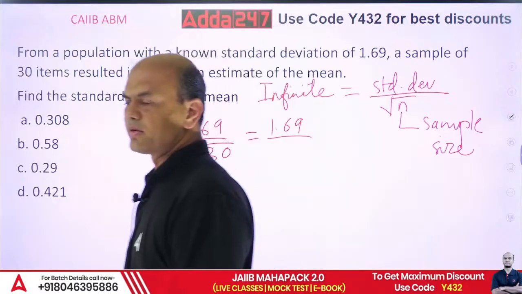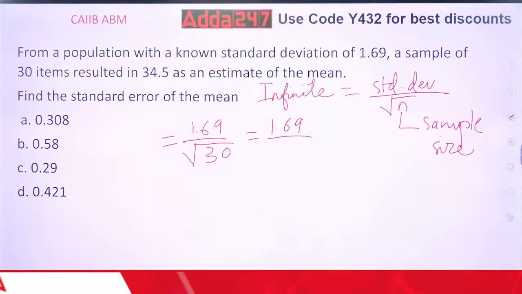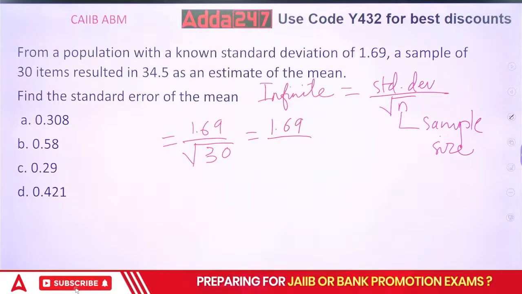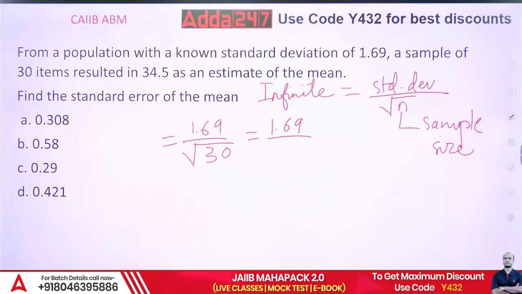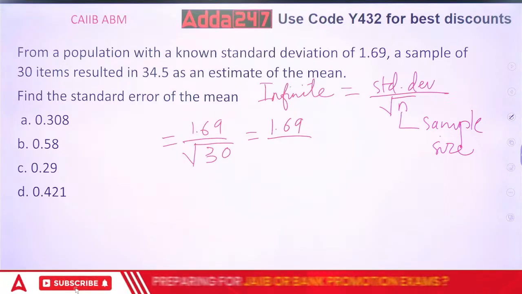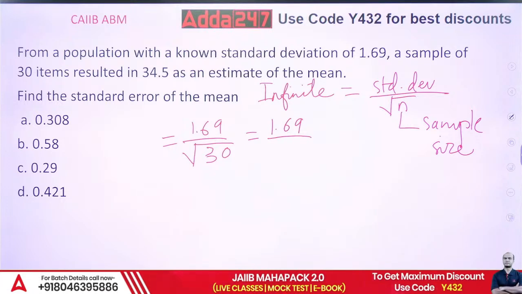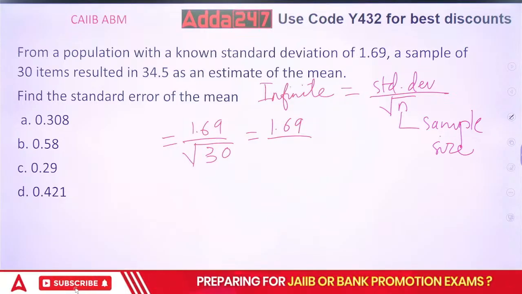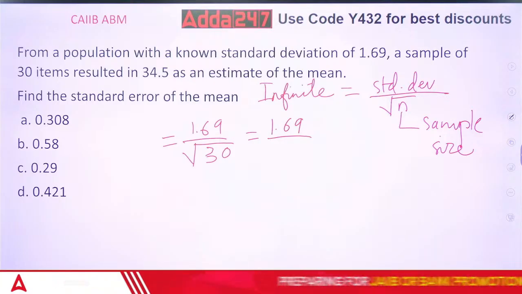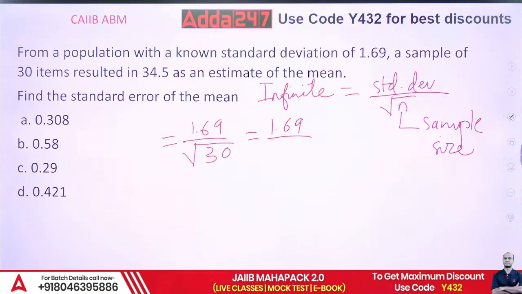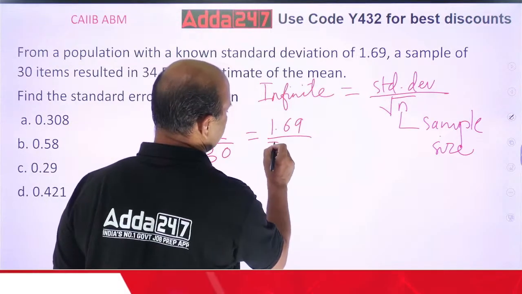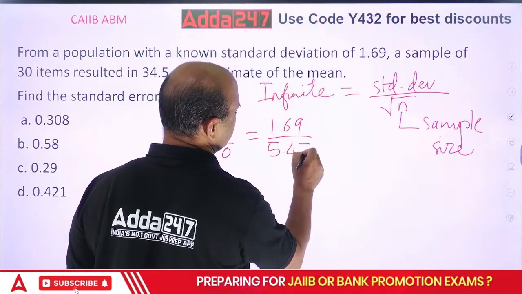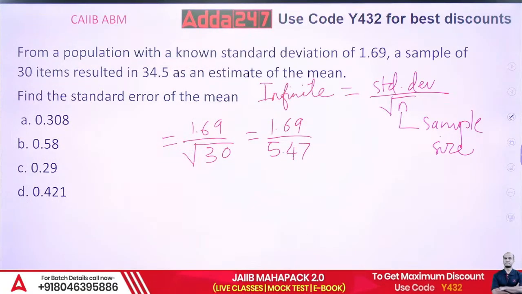What is the square root of 30? Everyone get it? Square root of 30. It is 5.47. Okay, 5.47. So 1.69 upon 5.47. So that is known as your standard error.